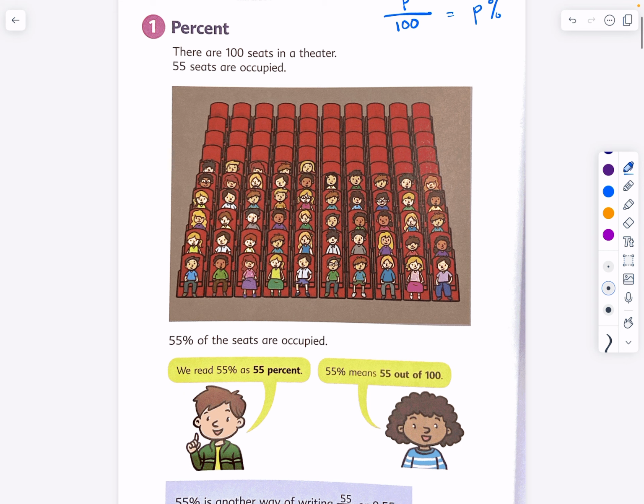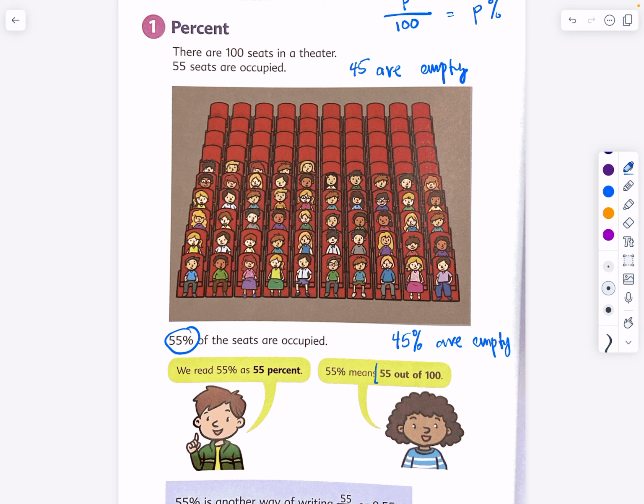There are 100 seats in a theater. 55 of them are occupied and 45 are empty. 55% of the seats are occupied, and we can say similarly 45% of seats are empty, vacant.